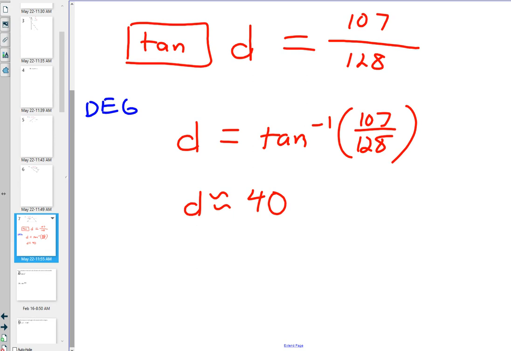Tangent button, tangent smooth, hit the blue button. I'll put in 107 divided by 128. Any questions there?